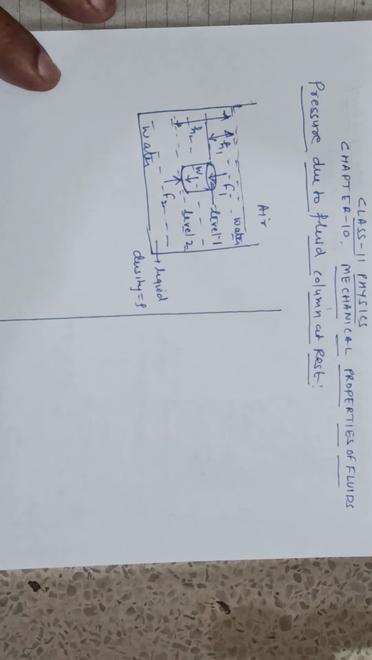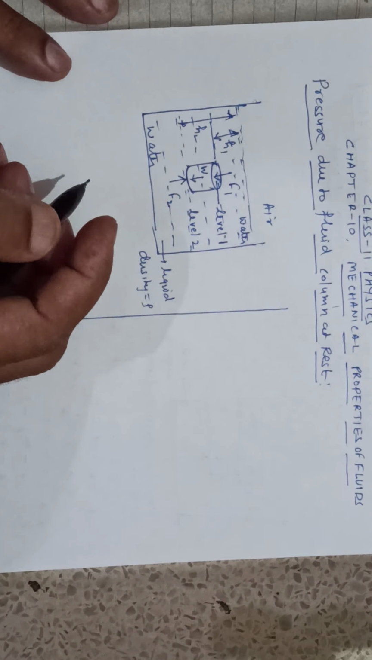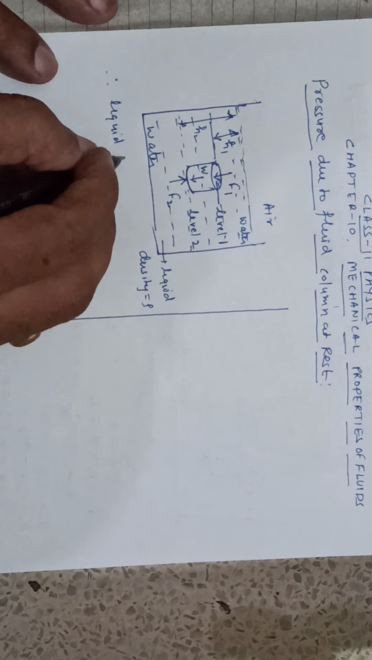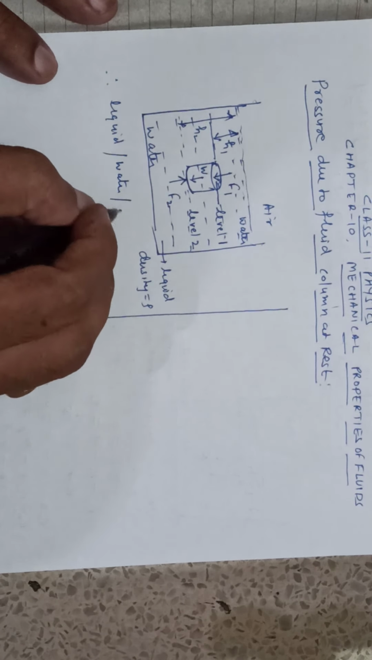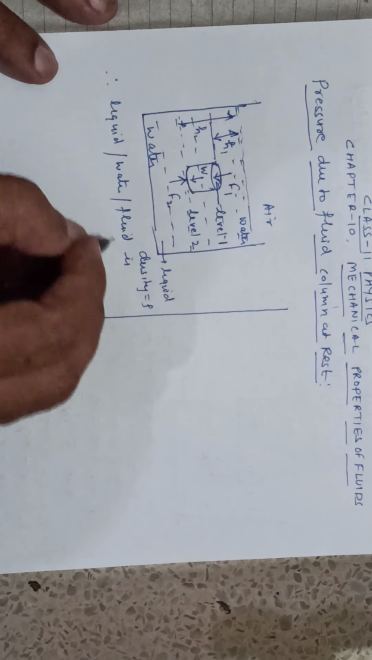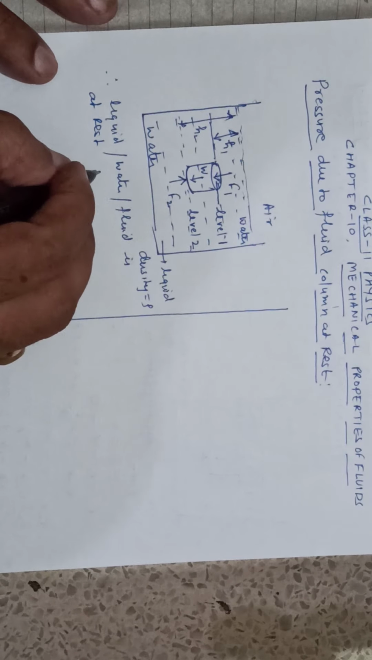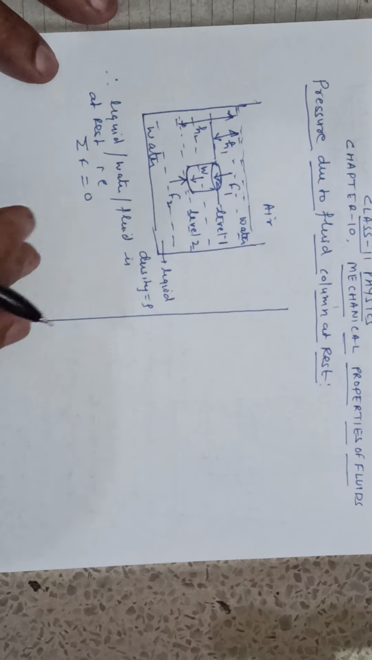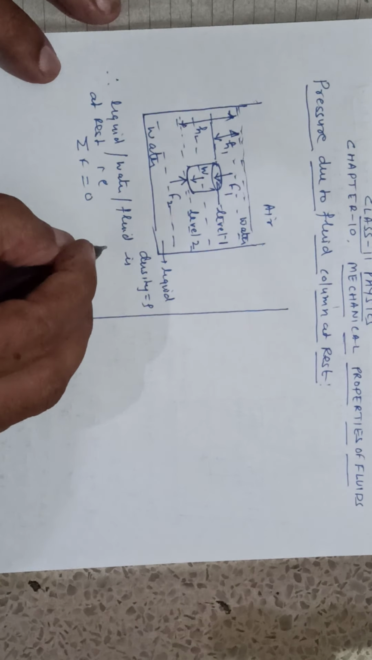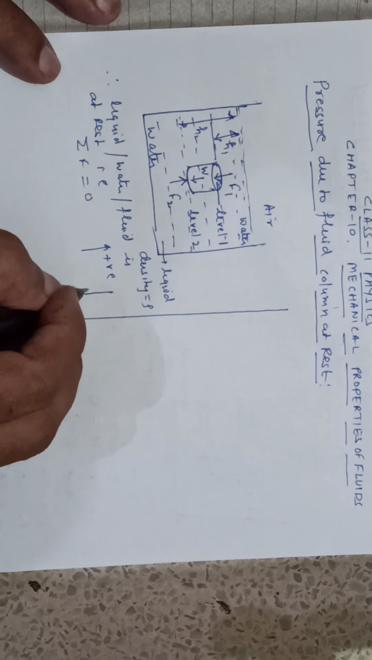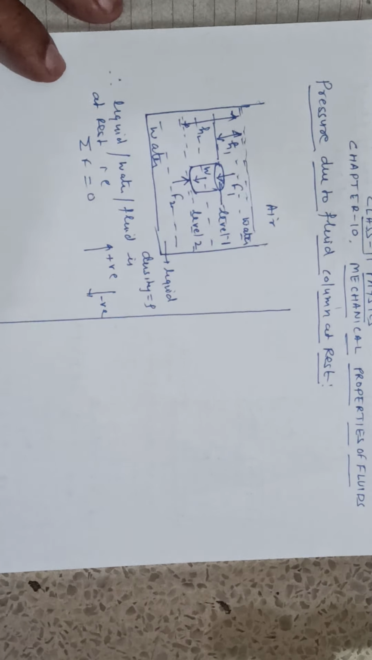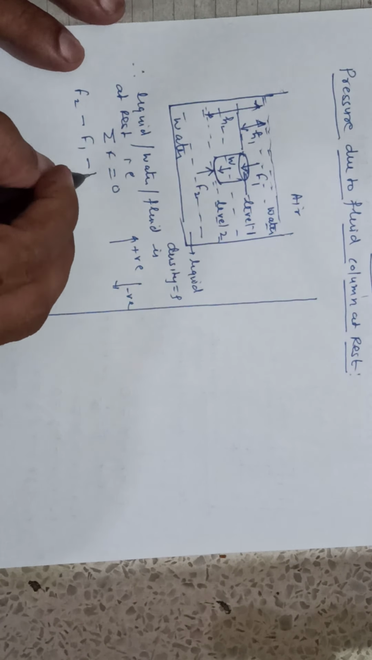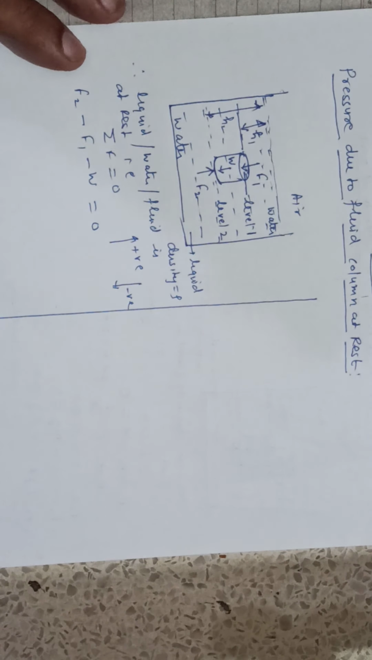Because the liquid is at rest, the vector sum of all forces should be 0. Since the water, that is the fluid, is at rest, sigma of all forces should be 0. Consider the upward force as positive and the downward force as negative. So what is the net force? F2 is positive, and F1 and W are negative.